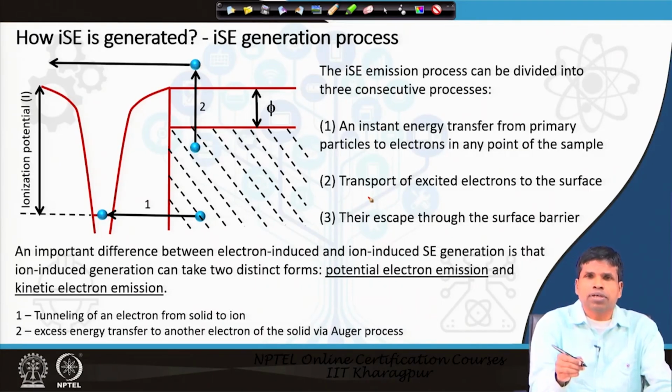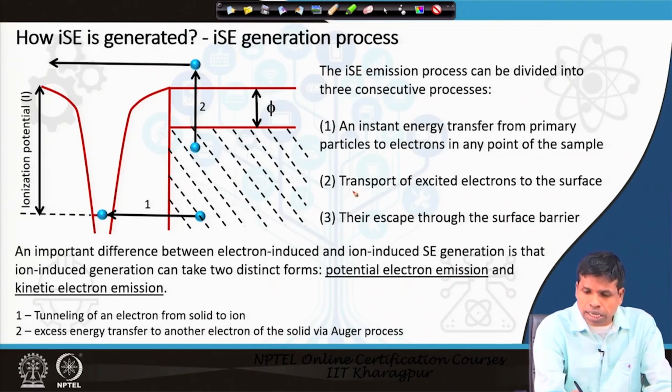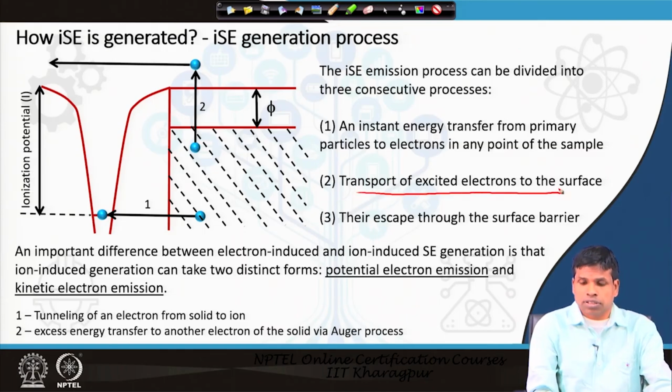Now, the second and third steps are material dependent. Like in the second step, electrons being generated, that secondary electron has to transport through the solid, through the material to the surface. That depends on the electron diffusion inside the specimen, because that electron has to diffuse through the material to reach the surface. So, it also will be dependent on the mean free path of the electrons in that material. The second step, that is transport of excited electrons to the surface.